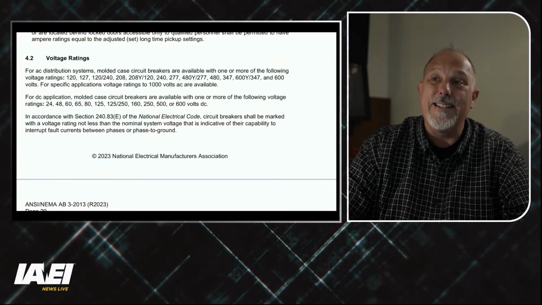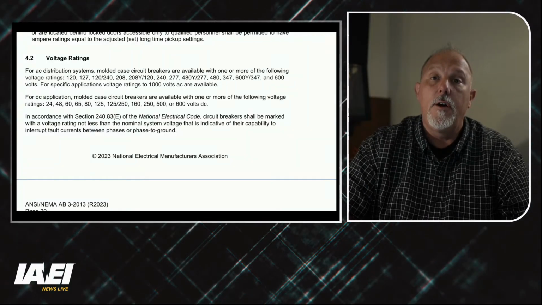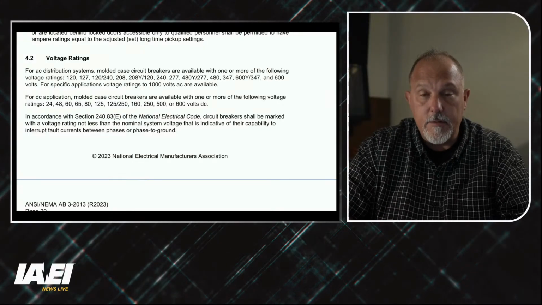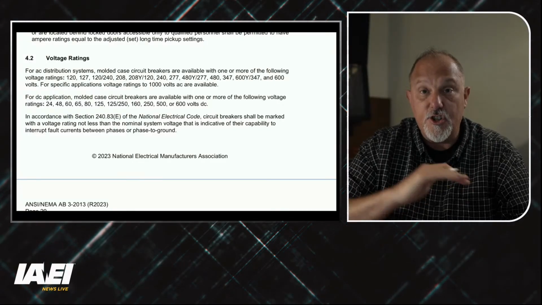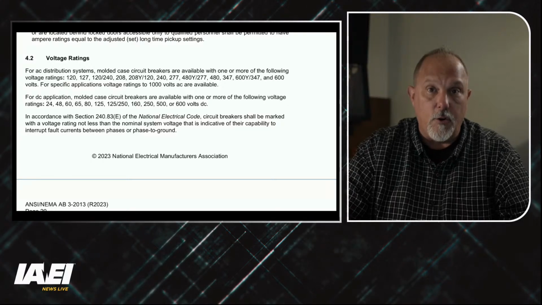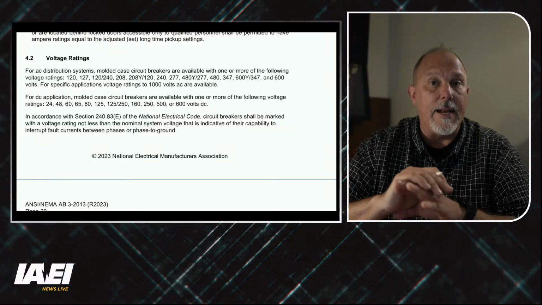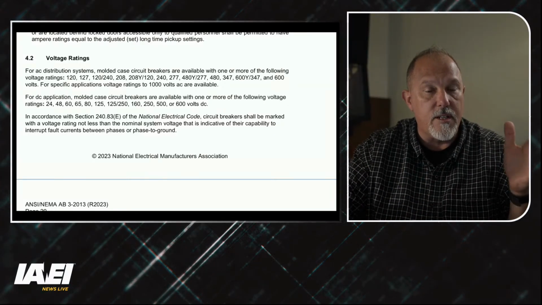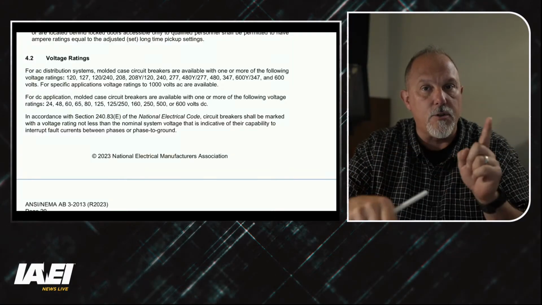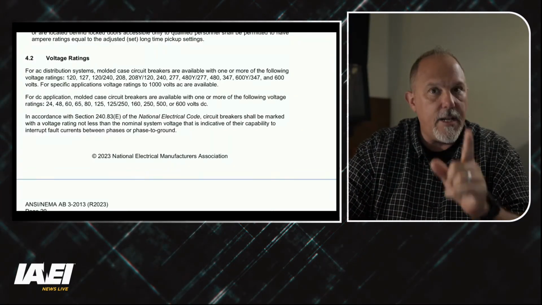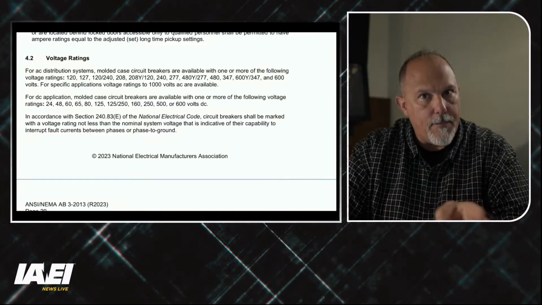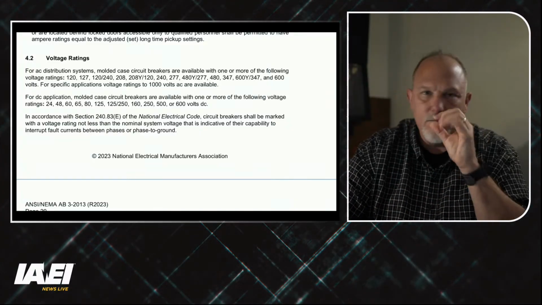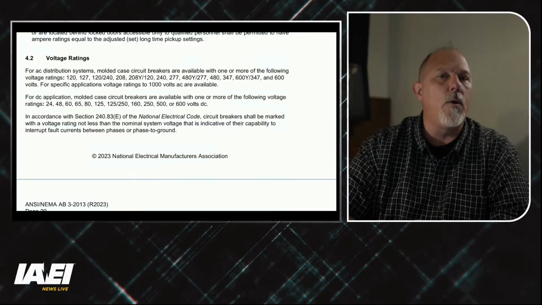So you would need, in a delta system or a high leg grounded, right? You would need a straight rated 480 volt breaker. That way it can interrupt 480 volts regardless of the voltage potential between conductors or to ground. So understanding the voltage ratings for the proper application of a circuit breaker, muy importante.